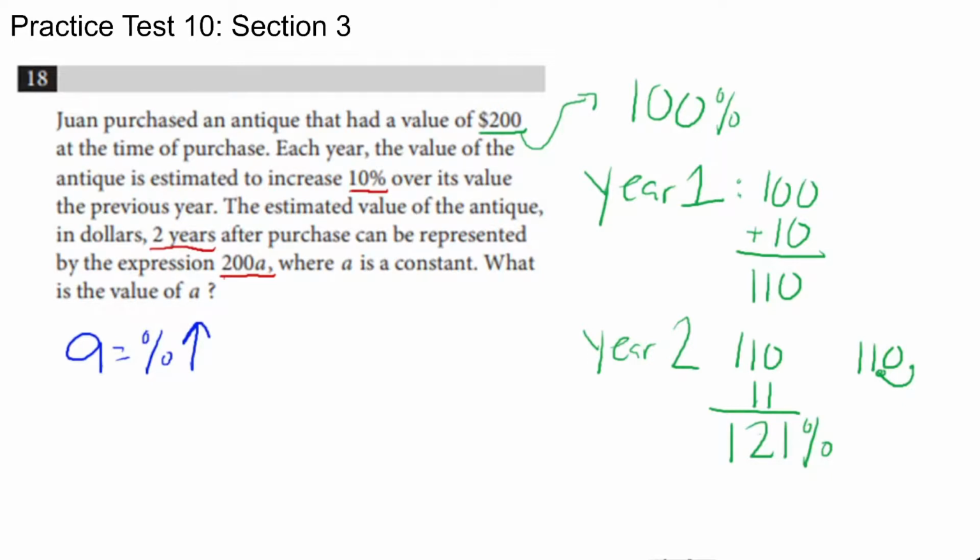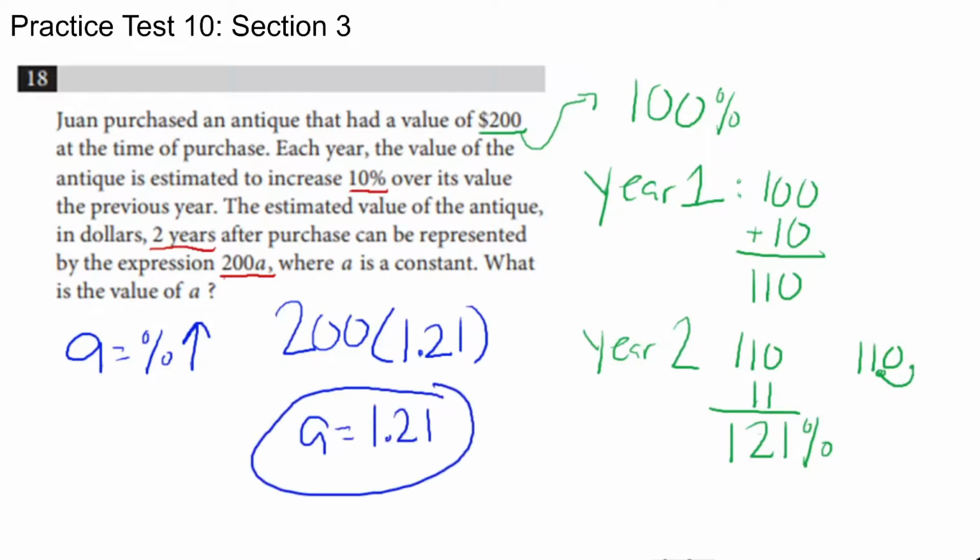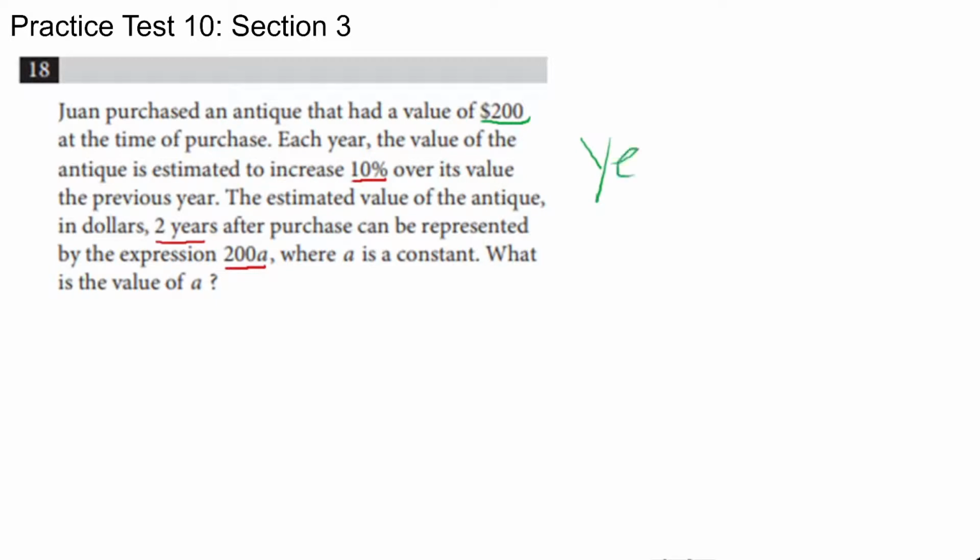For my expression, I want it in decimal form, so I would have 200 times A equals 1.21. So my value of A is 1.21. The other method, using the value of the antique, would be to take that $200, the price at the start of year 1, and if we're adding 10%, again we're moving the decimal over, we're adding $20.